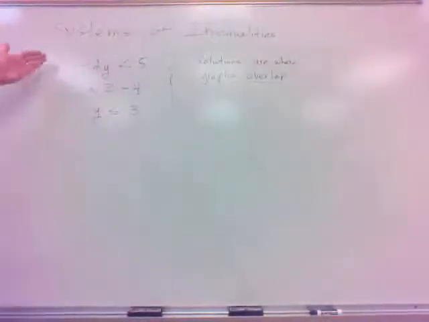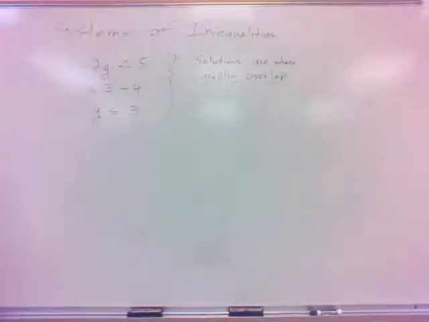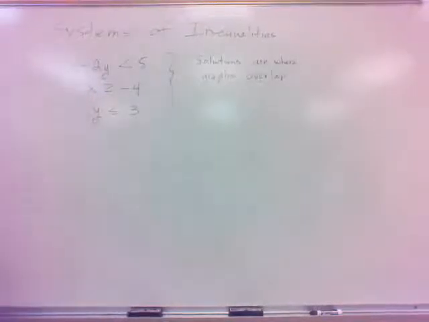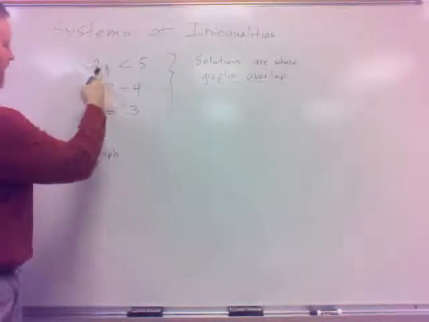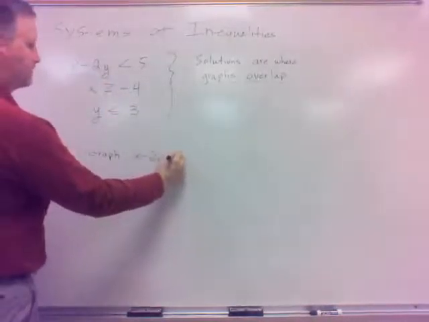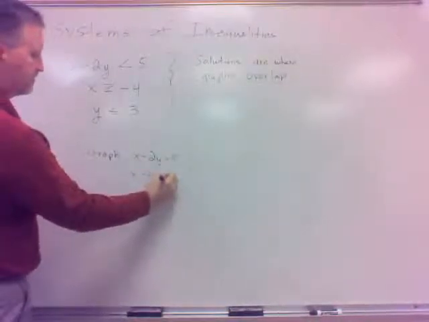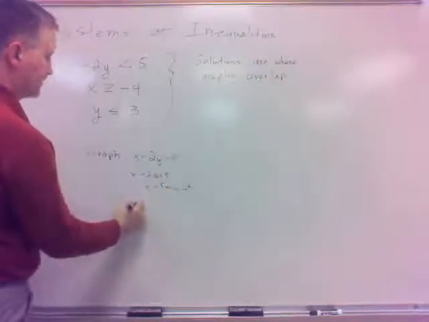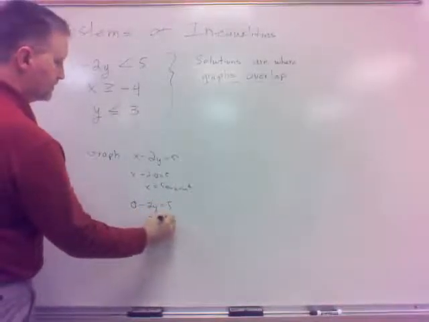So all three of these are going to be shaded graphs, but when you put them in a system, the solutions are where, graphically speaking, they all overlap. Okay? So the first step would be to graph each one of these. If I graph the line there, x minus 2y equals 5, well, I'd have what? The x-intercept would be 5. The y-intercept would be, x is 0, so that would be, what, negative 2/5? I mean, negative 5/2.